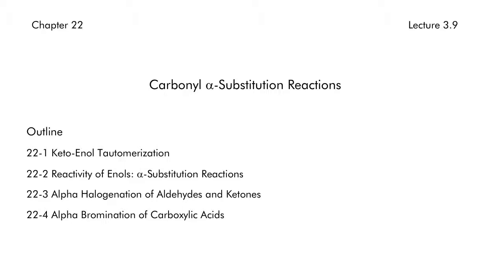Hi everyone, welcome back. This is lecture 3.9, and in this video I'm going to go over the first 4 sections of chapter 22, where we will be learning about the chemistry that happens at the alpha position of the carbonyl. Some of the topics we will talk about are the keto-enol tautomerization reaction, and we will learn about how the enols that are formed in that react at the alpha position as nucleophiles. We'll see how that's applied to a few different example reactions, namely the alpha halogenation reactions of aldehydes, ketones, and carboxylic acids. So with that, let's get started.